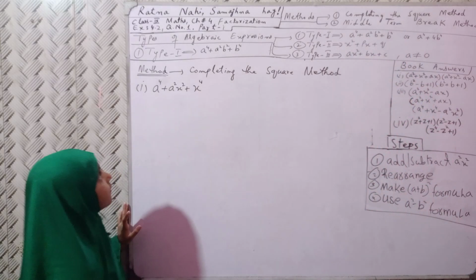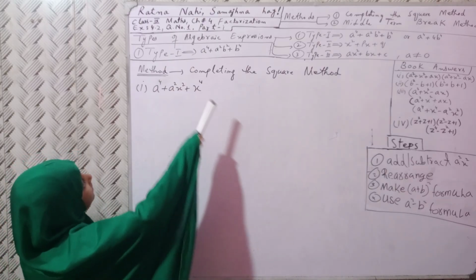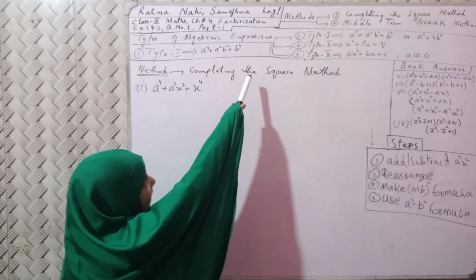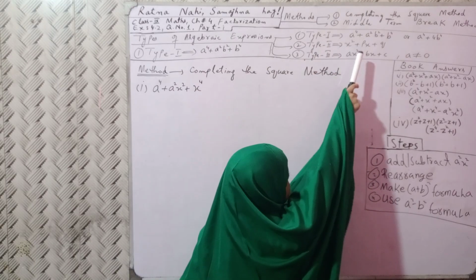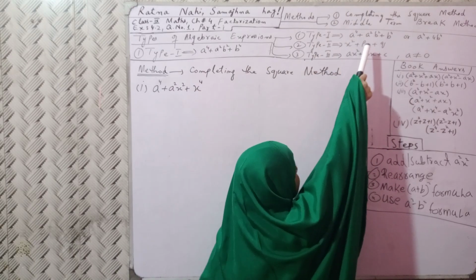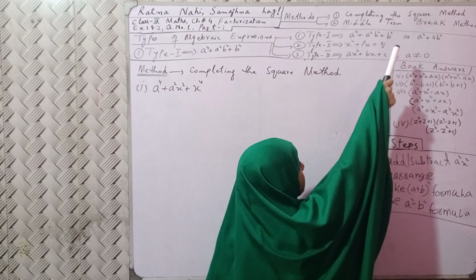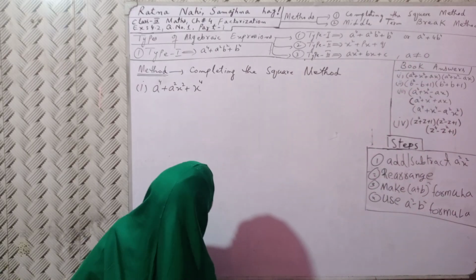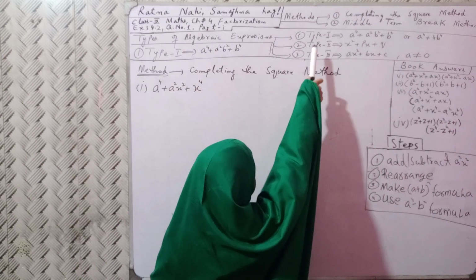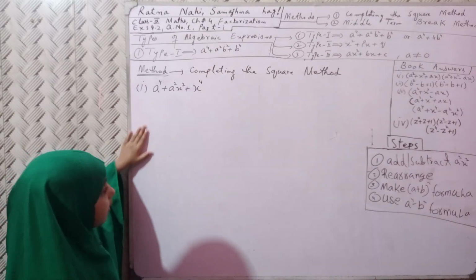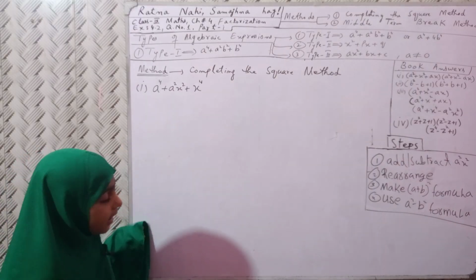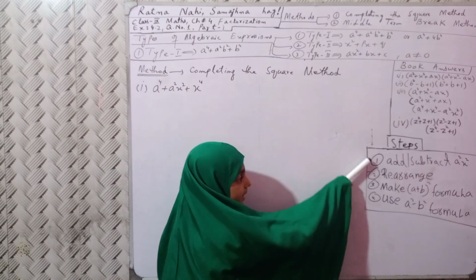There are also types of algebraic expression. First, type 1: a power 4 plus a square, b square plus b power 4. So this first one we will use in question number 1. And also, there are the steps.